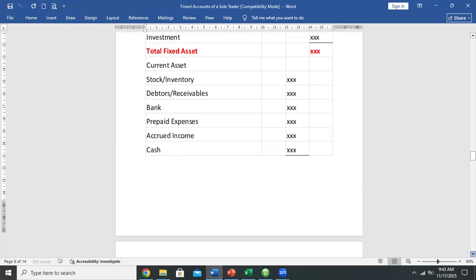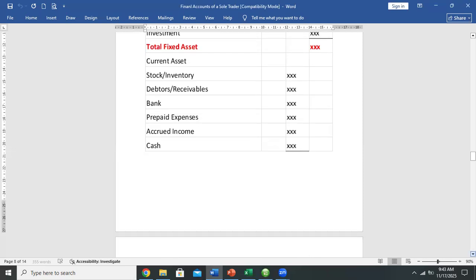And again, the current asset has been arranged in order of liquidity. In order of liquidity. What does this mean? This means that it has been arranged from the less liquid asset to the more liquid asset. If an asset is liquid, what it means is that it can easily be converted into cash. Okay, it can easily be transformed or converted into cash.